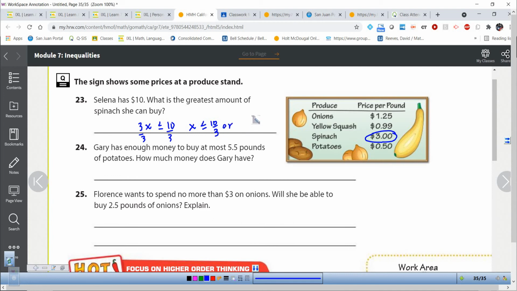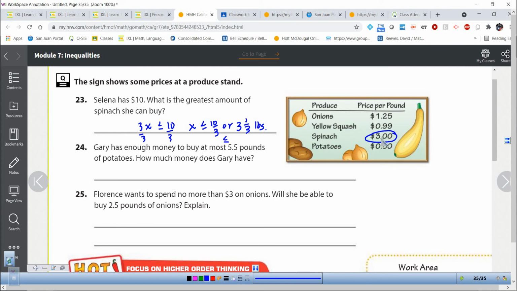Or if I make that a mixed number, you guys know I'm not a big fan of mixed numbers, but if she's buying things, well, 3 goes into 10 3 times. 3 and 1/3. These are pounds, right? LBS, did you know LBS stands for pounds? All right, Gary has enough money to buy at most 5.5 pounds, at most, less than or equal to. How much money does Gary have?